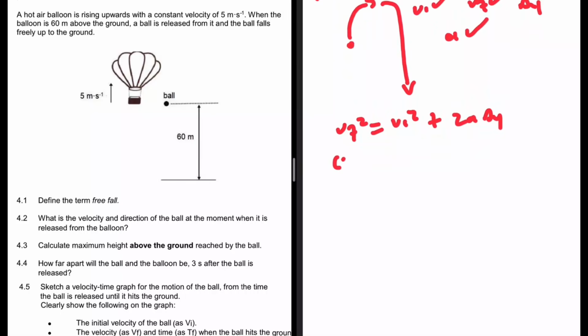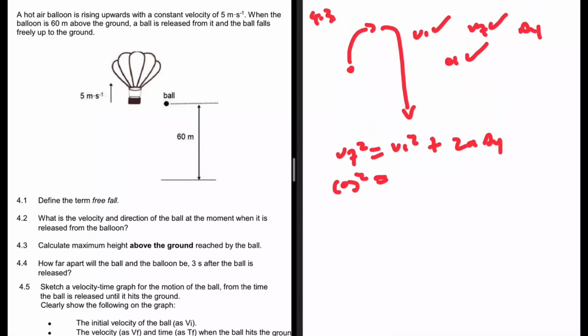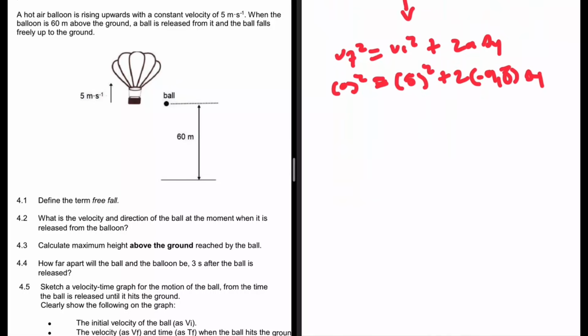So vf squared, that is 0 squared, is equal to vi, which is 5 upwards, so that is 5 squared plus 2, a is minus 9.8, delta y. So delta y is equal to minus 25 divided by minus 19.6, and this is equal to 1.28 meters. Right, let's go to 4.4.